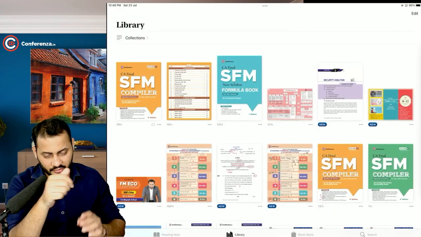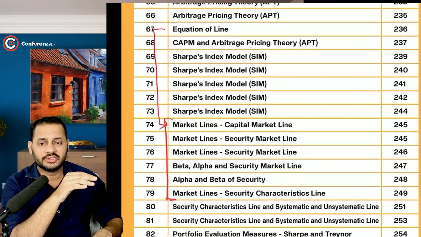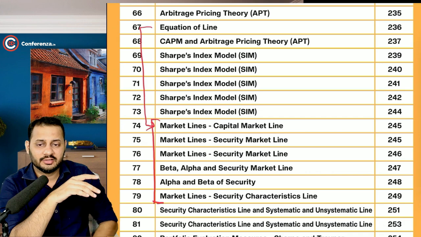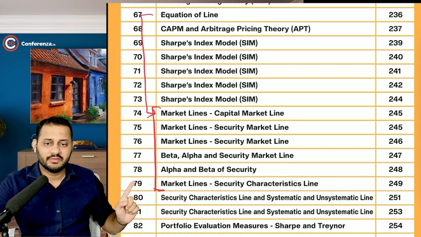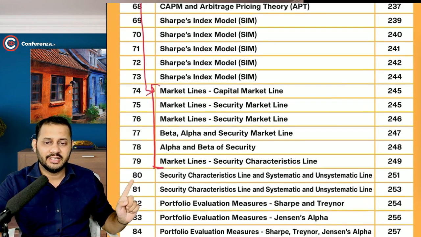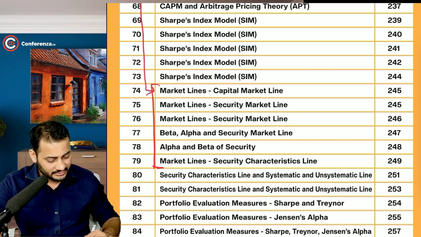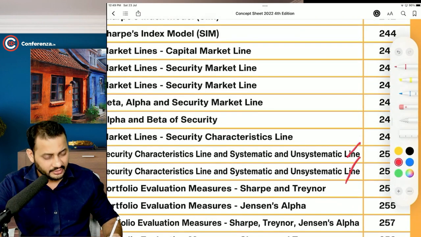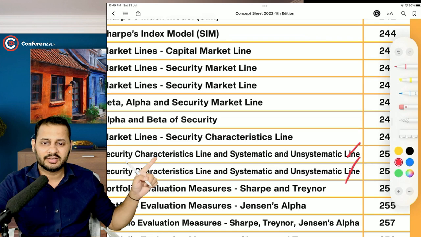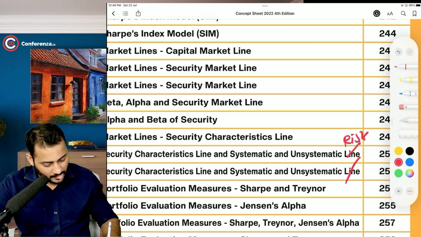Let me just come to the concept sheet. If we go through the concept sheet, we will understand that the 78th question was on alpha and beta of the security. 79th was on the market line, which is securities characteristics line. Then 80 and 81 is nothing but securities characteristics line and unsystematic and systematic risk. So there is one correction that you need to do in the concept sheet. It is not line. That's just a mistake by the designer that he has copy pasted that line word. It should be risk.